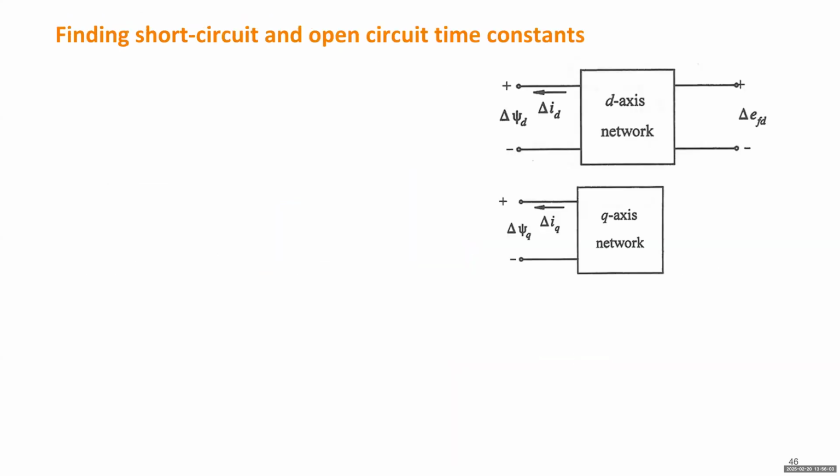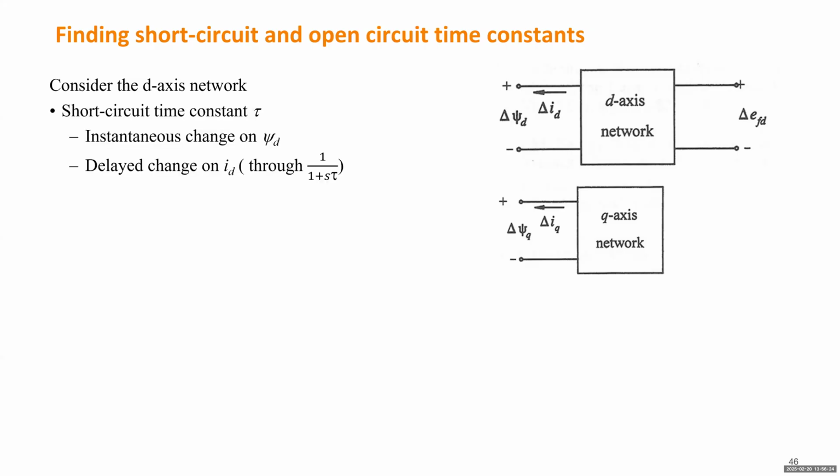And for the short circuit contingency, if you add a short circuit to those two terminals, the voltage will become instantaneously zero, but the current will take some time to change. Okay. So that's why we have to separate the short circuit and open circuit faults differently to study those time constants. We just use the D axis network as one example. So when we have a short circuit contingency, we have an instantaneous change on the flux linkage or voltage, but the current will have a delayed change through some time constant tau.